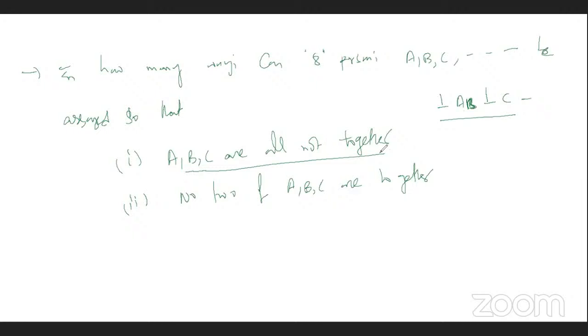So A, B may be together, A comma B may be together. But what is his question? A, B, C are all not together. So the 3 persons should not be together. Not together.